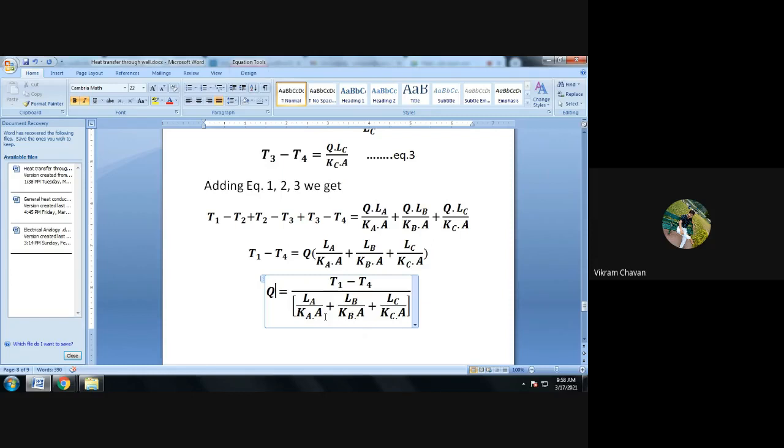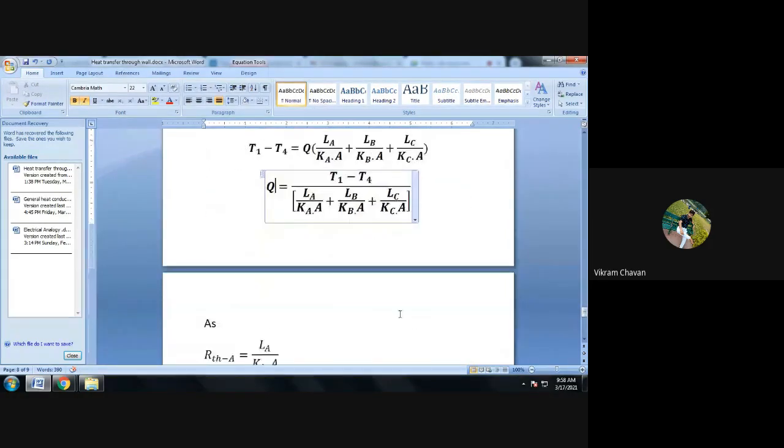the thermal resistance offered by slab A, whereas L suffix B divided by K suffix B multiplied by A is the thermal resistance offered by the slab B, and L suffix C divided by K suffix C multiplied by A is the thermal resistance offered by the slab C for the heat transfer.